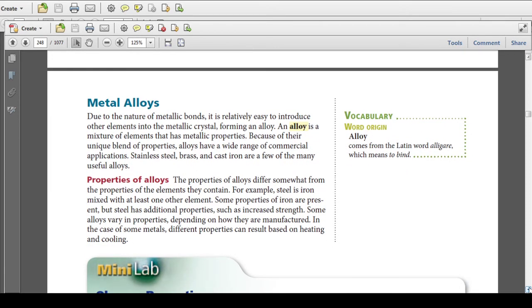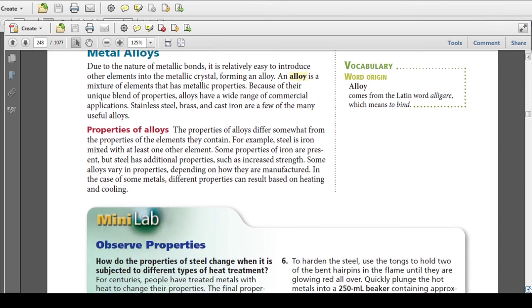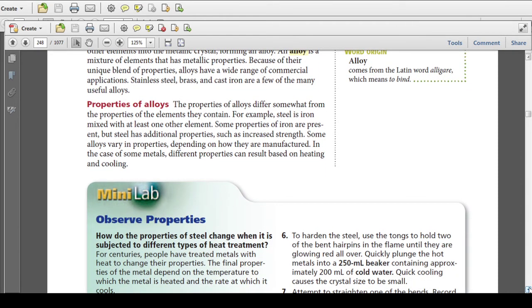Due to the nature of metallic bonds, it is relatively easy to introduce other elements into the metallic crystal, forming an alloy. An alloy is a mixture of elements that has a metallic property. Because of their unique blend of properties, alloys have a wide range of commercial applications. Stainless steel, brass, and cast iron are a few of the many useful alloys.